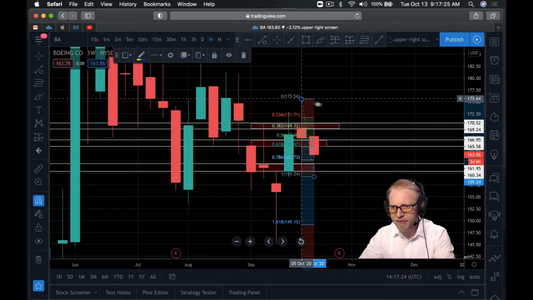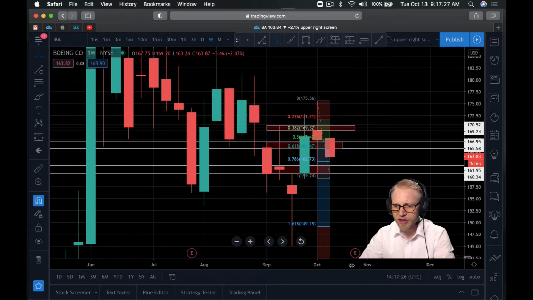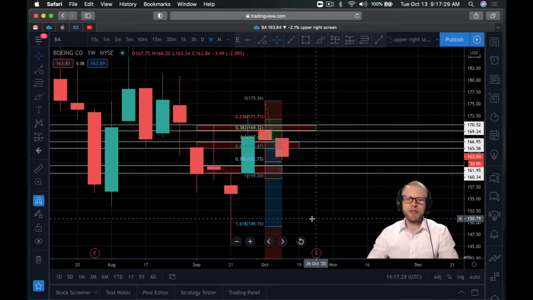Let's go ahead and snap our Fibonacci tool at the pivot high and pivot low on this particular candle. I just want to see where 50% is. I don't care about the pivot high to the pivot low on the weekly. I'm trading within the weekly, right?